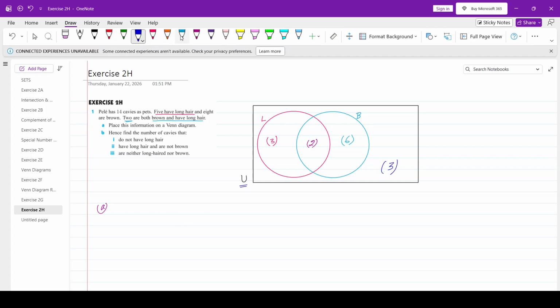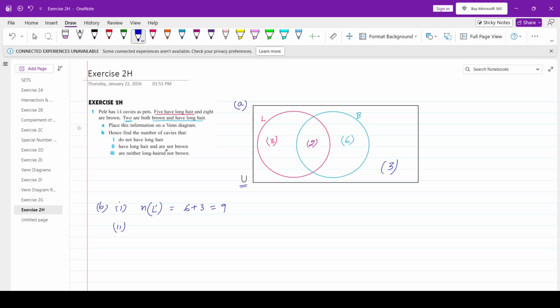Now the question says place this information on a Venn diagram. So this is part A. Now part B says hence find the number of KVs that do not have long hair. So everything outside this red circle will be the answer, that is 6 plus 3. Number of KVs that do not have long hair is going to be 6 plus 3, that is 9.